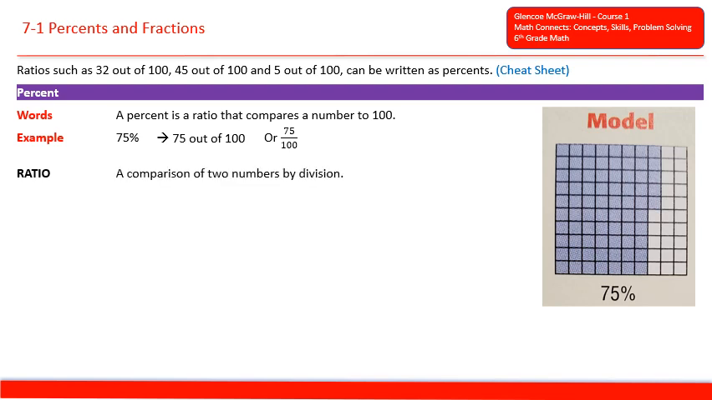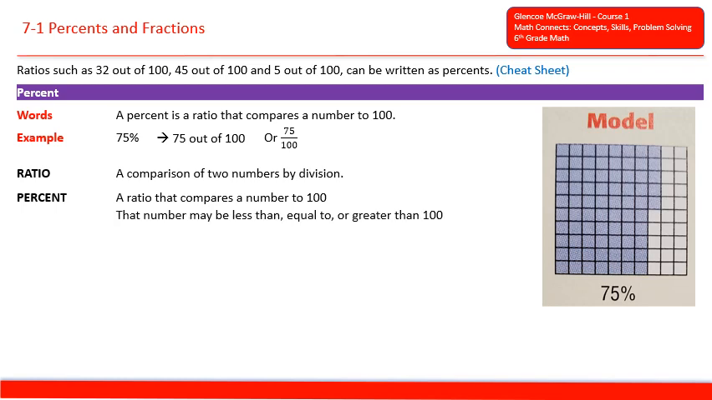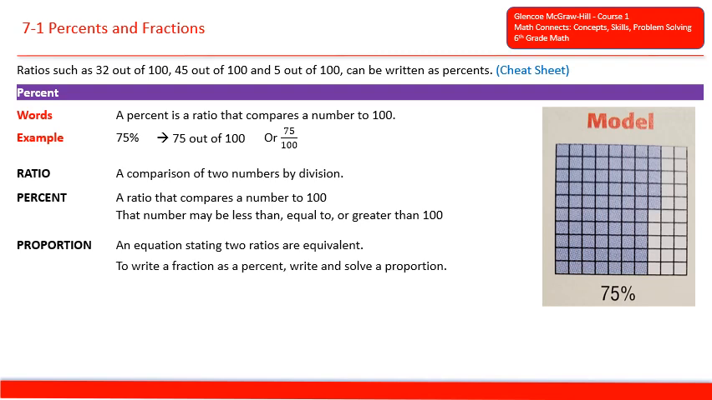Ratio, a comparison of two numbers by division. Percent, a ratio that compares a number to 100. That number may be less than, equal to, or greater than 100. Proportion, an equation stating two ratios are equivalent. To write a fraction as a percent, write and solve a proportion.